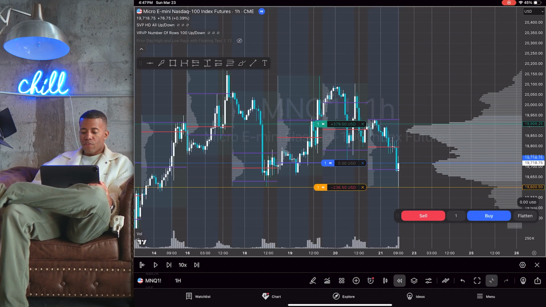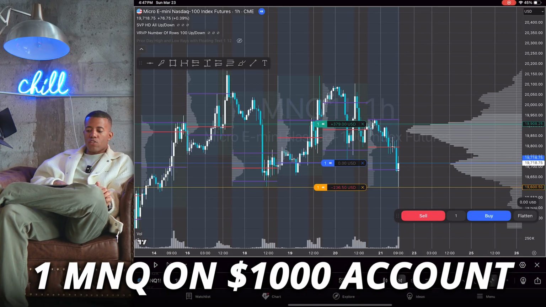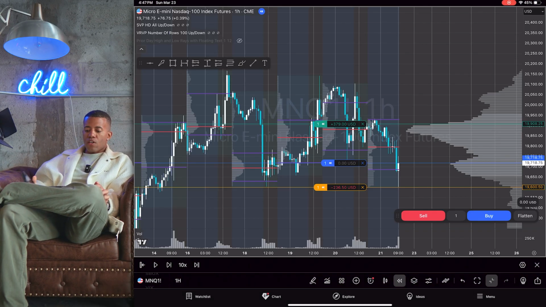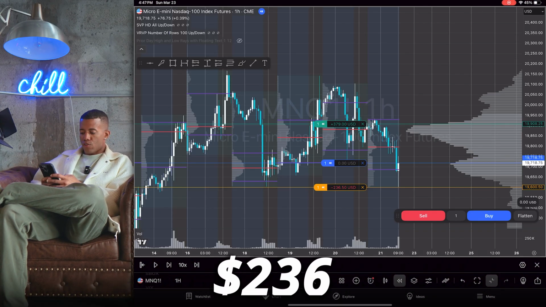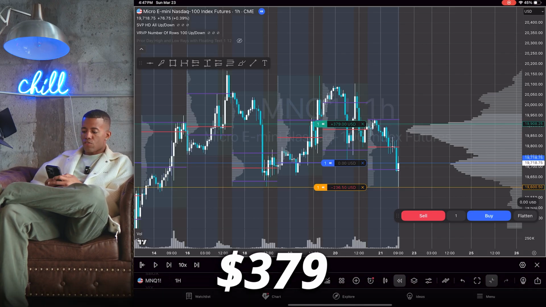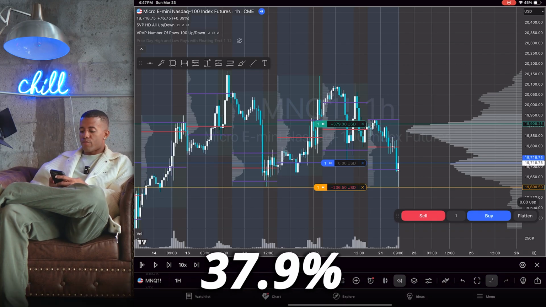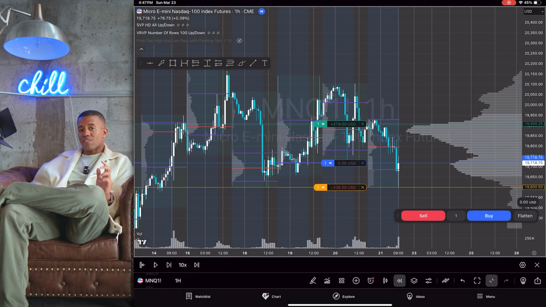You can see here, we don't even have to play this through. You're making $380. Now, I'm gonna get out my phone actually, because I can't do this math in my head. If you're trading 1 MNQ on a $1,000 account, you're risking about a fourth of the account. You're risking $236, okay? And you're making $379. So let's do 379 divided by 1,000. Okay, you just increased your account by 37.9%. Super duper easy in a day.